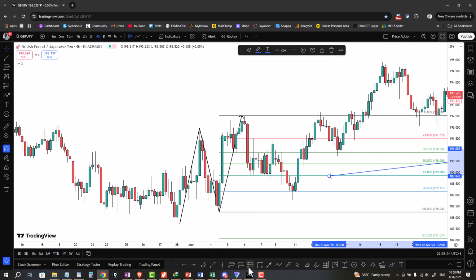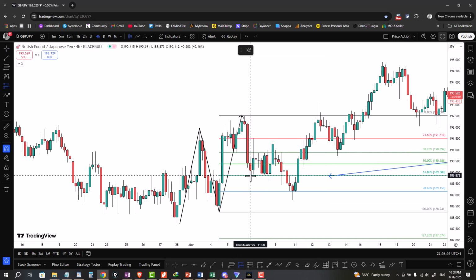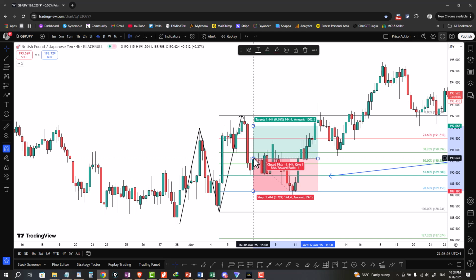So now how do we trade this? The way we trade this is we'll get into the market at the close of this candlestick, because this is a bullish engulfing candlestick, showing us that the buyers have stepped in and they have overpowered the sellers.